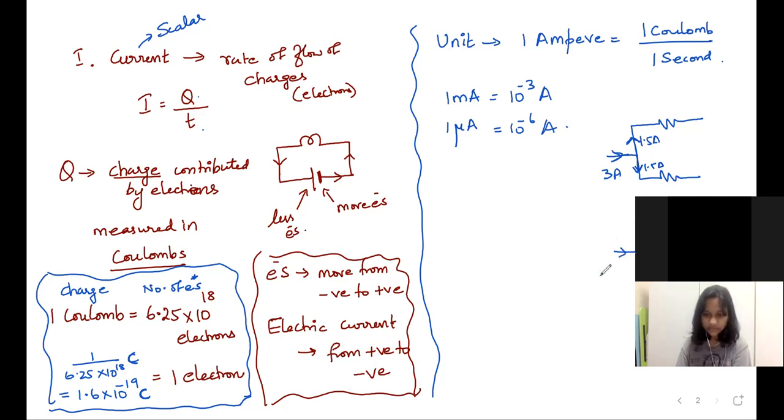Does it depend on direction? Is my question. It gets split. Does it depend on the direction here? No, it doesn't. So it's a scalar quantity.